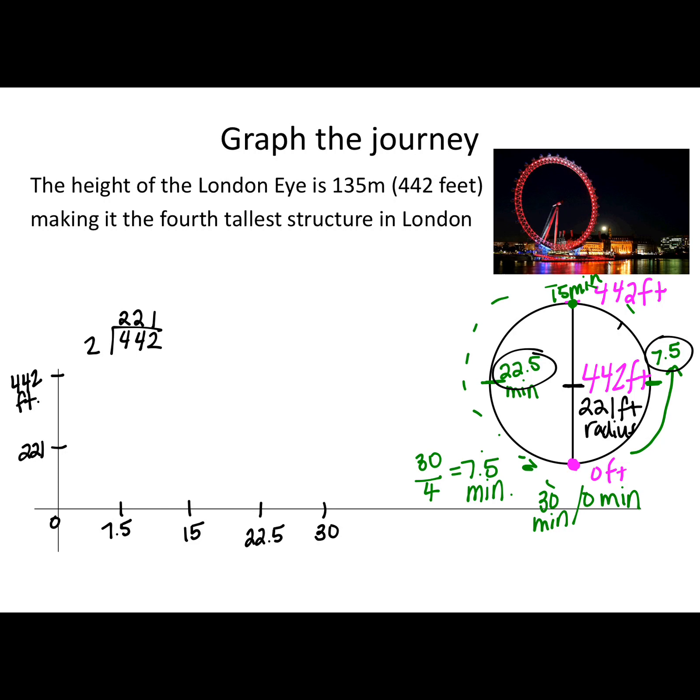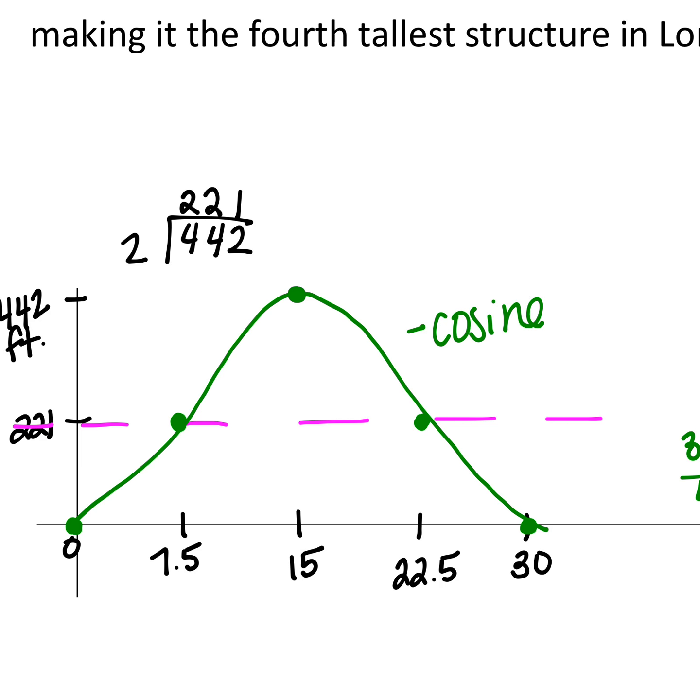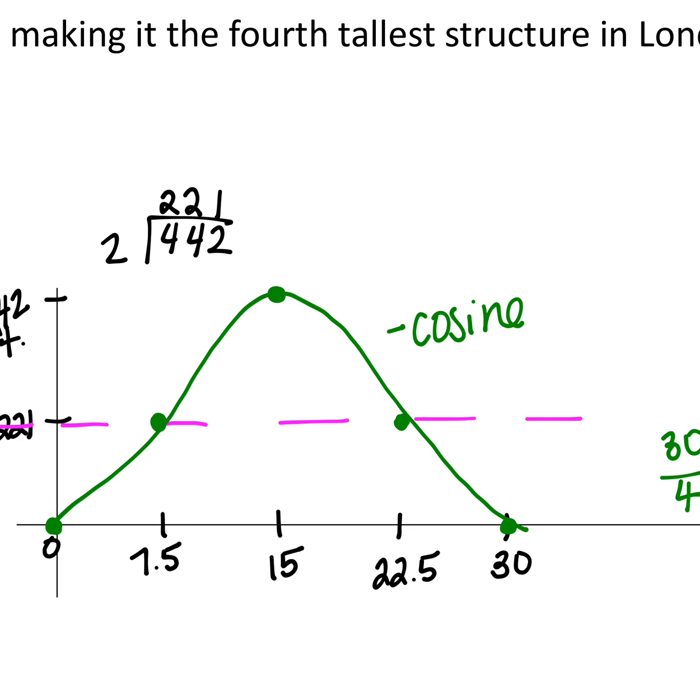Then it might be easier if we go ahead and draw on our midline, because halfway up is going to be our midline. At 22.5 minutes, we're back halfway up. And then at 30, we're back at 0 and we're getting off. So what kind of graph is this? Hopefully you would say this is a negative cosine graph because it starts at the very bottom and then goes up.